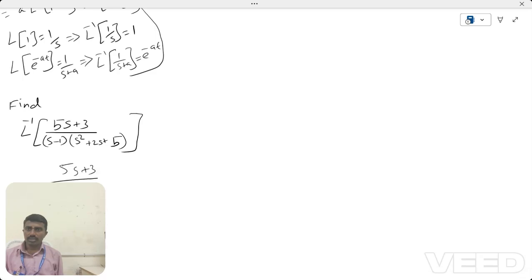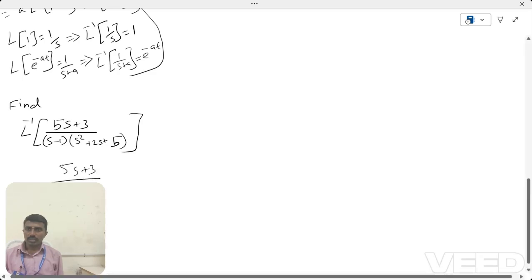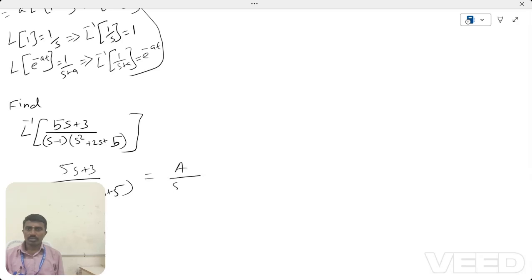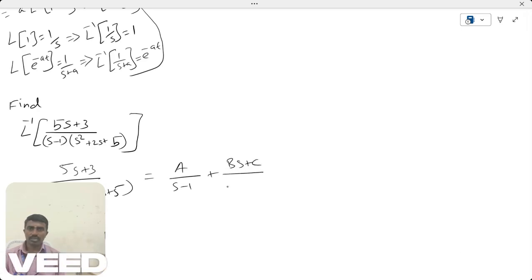5s plus 3 divided by s minus 1 into s square plus 2s plus 5 can be written as A divided by s minus 1 for the linear factor. For the quadratic factor, s square plus 2s plus 5, you can write Bs plus C divided by s square plus 2s plus 5. So now find the LCM. So LCM is s minus 1 into s square plus 2s plus 5.